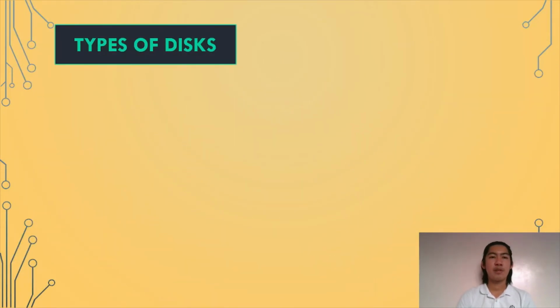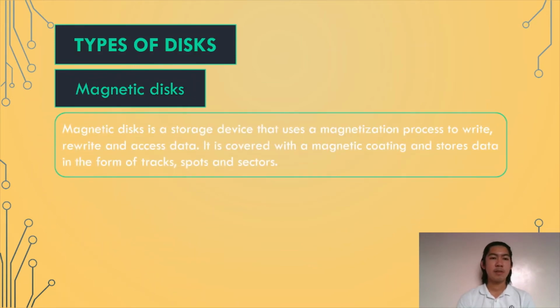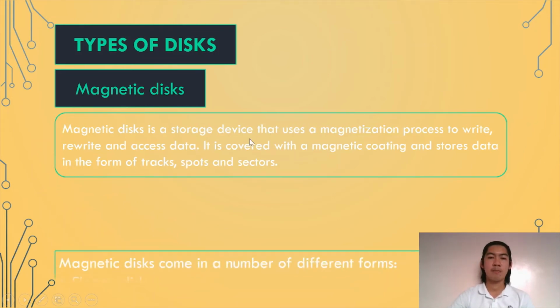Next is types of disk. First is the magnetic disks. Magnetic disks is a storage device that uses magnetization process to write, rewrite, and access data. It is covered with a magnetic coating and stores data in the form of tracks, spots, and sectors.